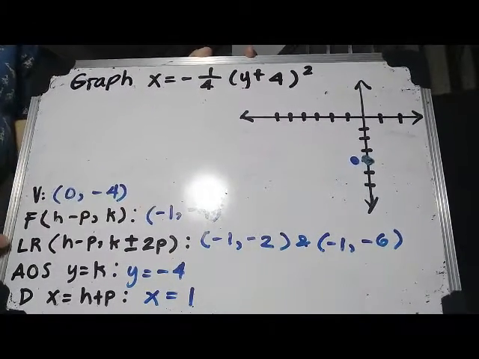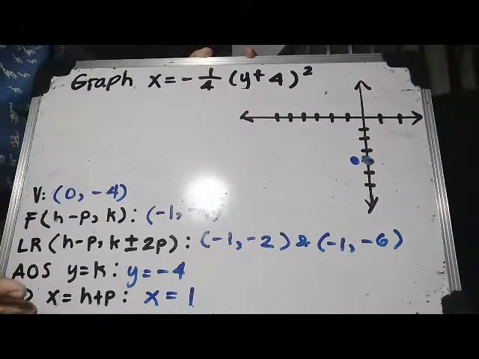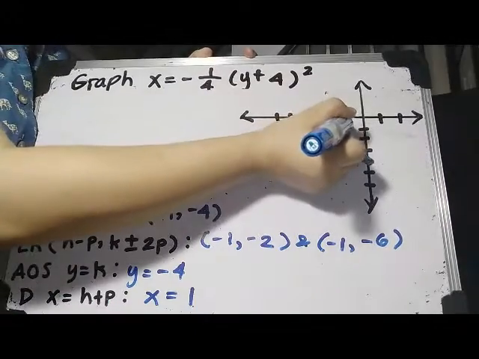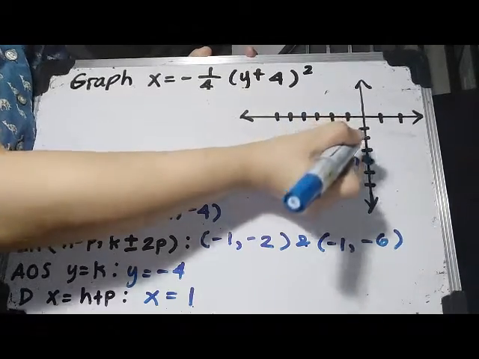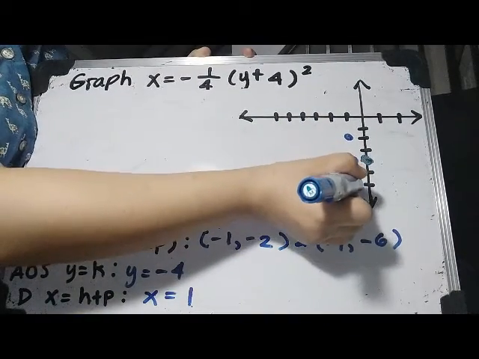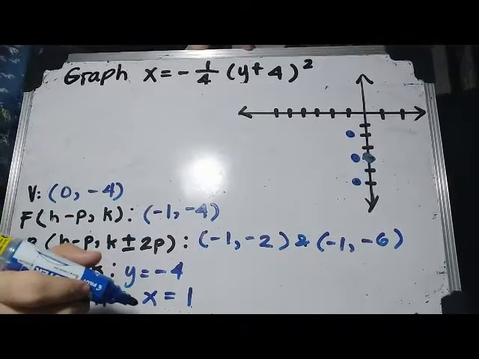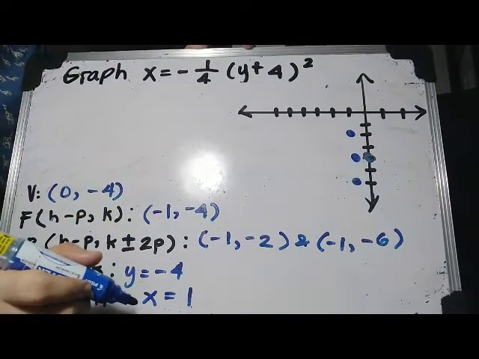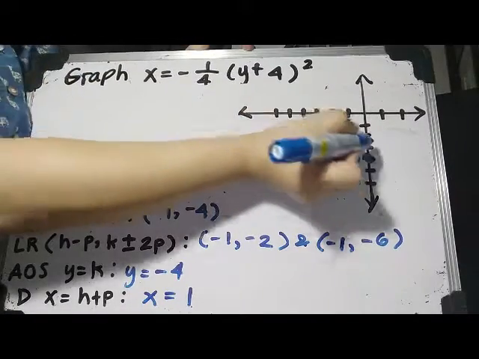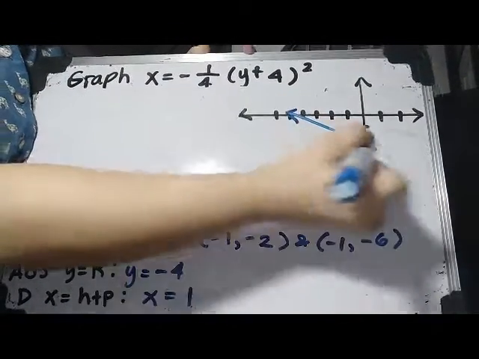Alright? And then the endpoints of the lattice rectum are negative 1, negative 2. So we have it here. And the other one is negative 1, negative 6. So it's right here. And then let's graph the parabola by connecting the vertex and the endpoints of the lattice rectum. So make it a curve.